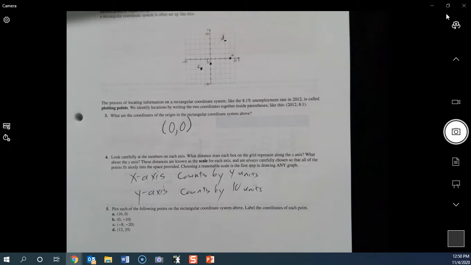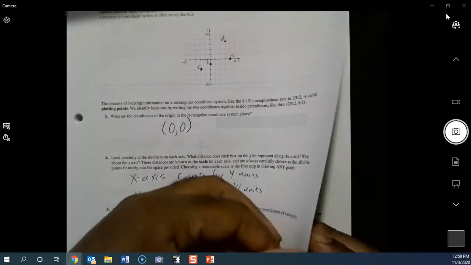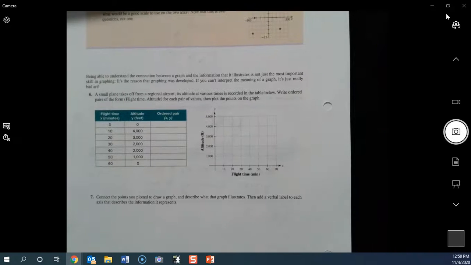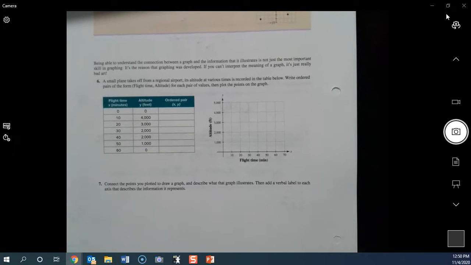So that would be our D. So now we have plotted all of those points. Now, we go here to the next page. It says, being able to understand the connection between a graph and the information that it illustrates is not just the most important skill in graphing, it's the reason that graphing was developed. If you can't interpret the meaning of a graph, it's just really bad art.